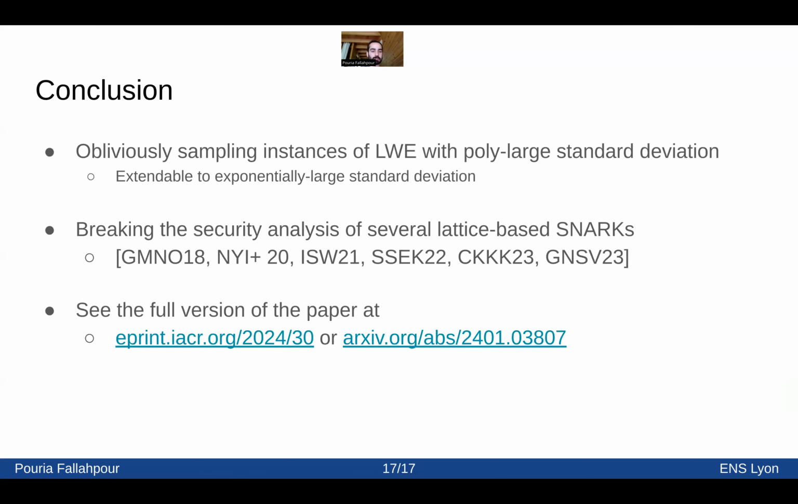I just want to add that this approach is extendable to cover exponentially large standard deviation. And for the details, you can read the paper.